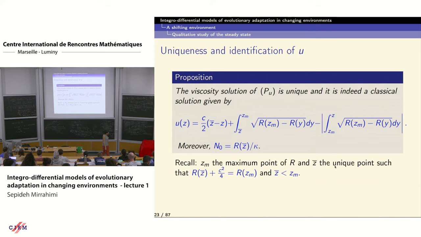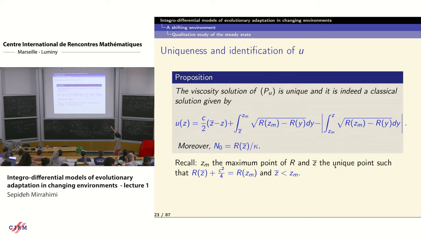And we can prove that this function u is indeed given by this explicit formula. Okay, and so the solution to this Hamilton-Jacobi equation with constraint is indeed unique, and it is given by this formula. And this formula, you can verify that it is actually a smooth function. It is differentiable everywhere if R is smooth.